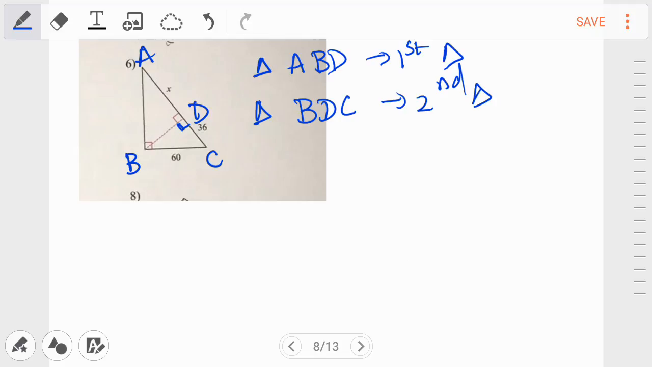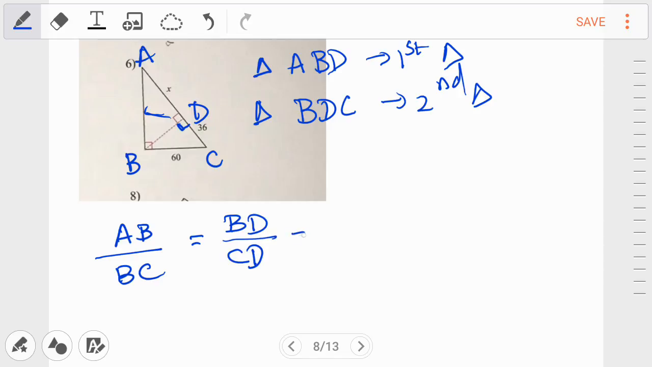Go over the same rule we have. Hypotenuse of the first triangle, which is going to be opposite, we have AB over the hypotenuse of the second triangle, which is BC. Short leg of the first triangle is BD. Short leg of the second triangle is CD. Long leg of the first triangle is AD. Long leg of the second triangle is BD.